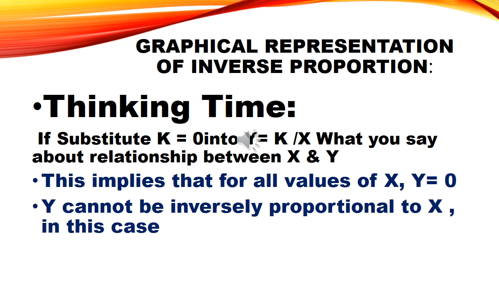As all of you know, if y is inversely proportional to x, we show it with the formula y is equal to k by x. Now, if we substitute the value of k as 0, what is the relationship between x and y? This implies that for all values of x, y is equal to 0. So y cannot be inversely proportional to x in this case.